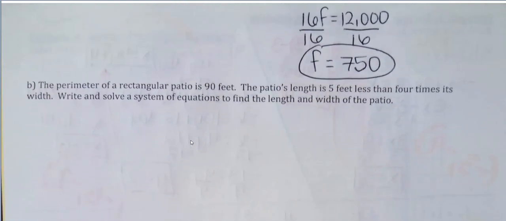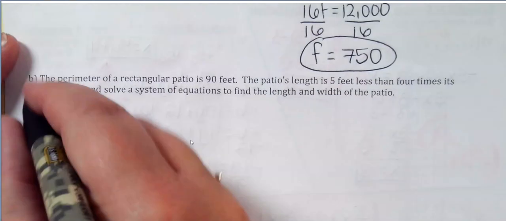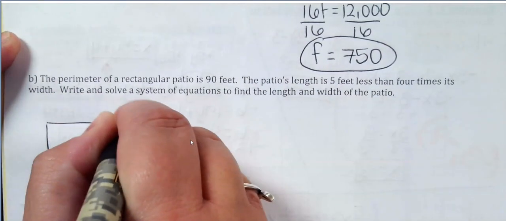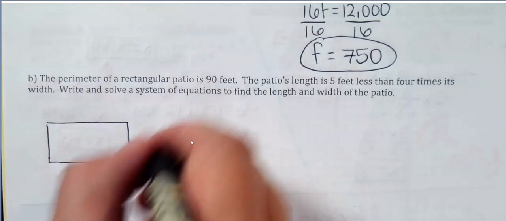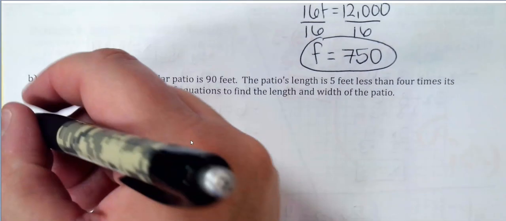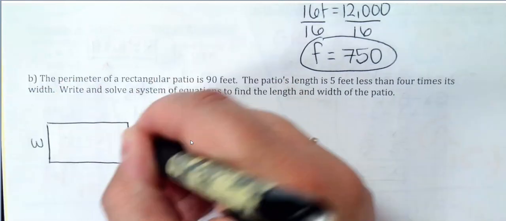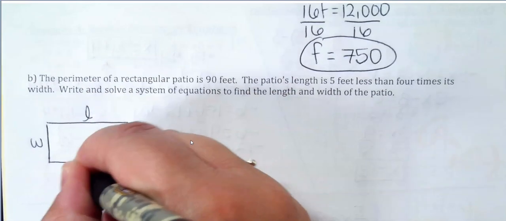All right. It says perimeter of a rectangular patio is 90 feet, right? So I'm just going to draw a little rectangle. So my perimeter, count up the outside edges, right, is 90. And it says the patio's length is 5 feet less than 4 times the width. All right, I'm just going to label my picture really quickly. So I'll just call the shorter sides the width and the two longer sides the length.